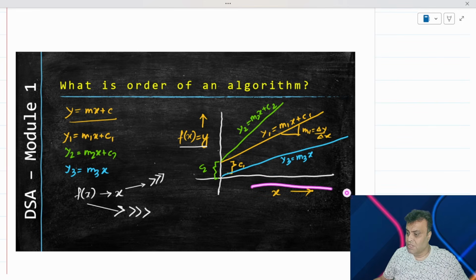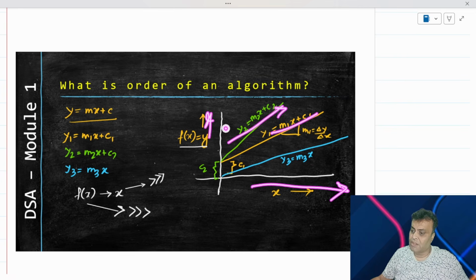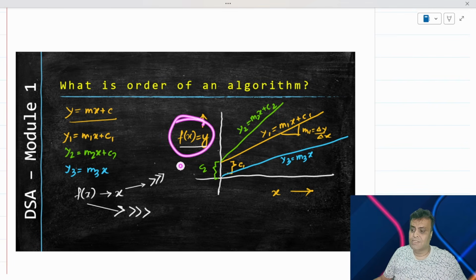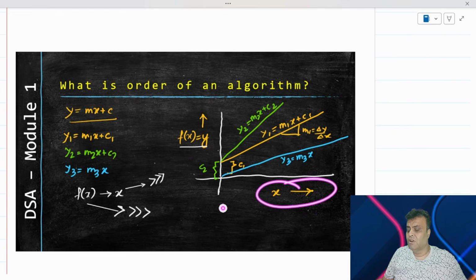The more I am increasing x, the more these lines are increasing from a y standpoint, right? That is what is very key for you to understand, that the component of the y-axis is completely dependent on the component of the x-axis. The more the x-axis increases, the more the y-axis will also increase.